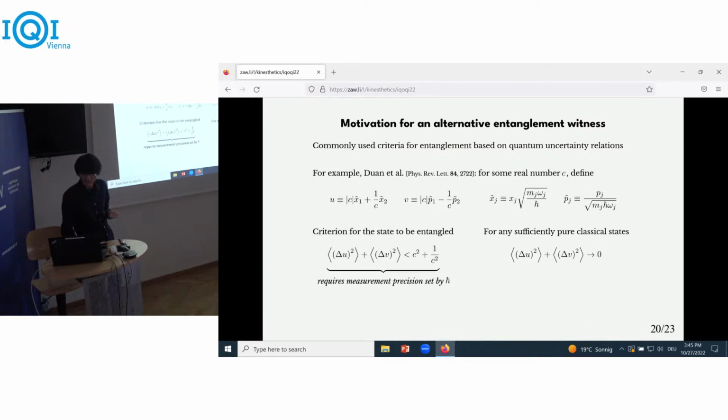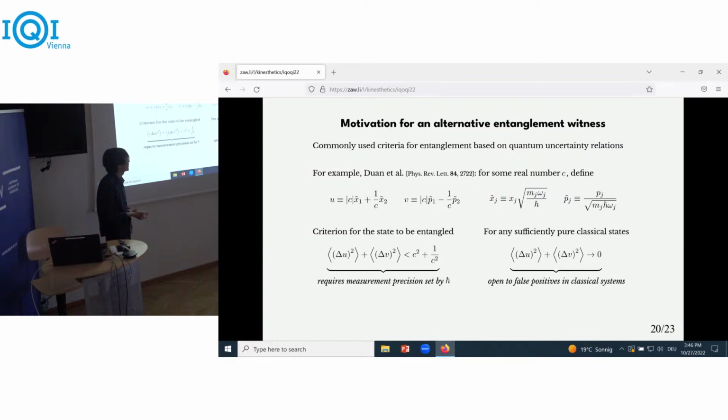Also, if you have sufficiently pure classical states, then this left-hand side goes to 0, right? So if you have two harmonic oscillators that are classical, where for some reason the Heisenberg cut exists and they are classical, then you will be open to false positives. It will falsely tell you that these two systems are entangled when in fact they are just classical.